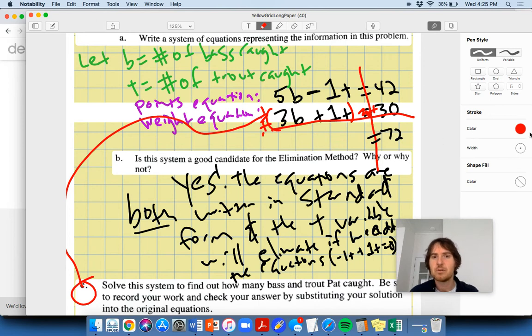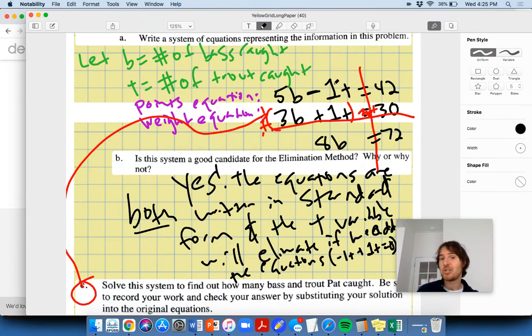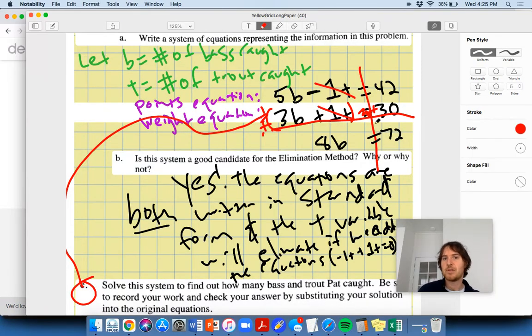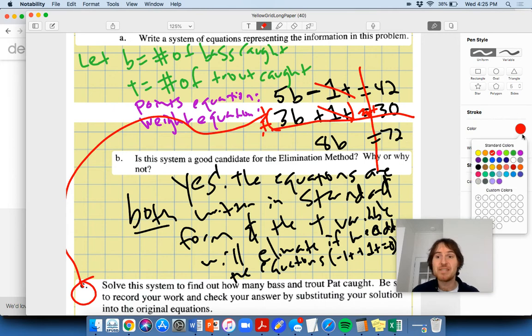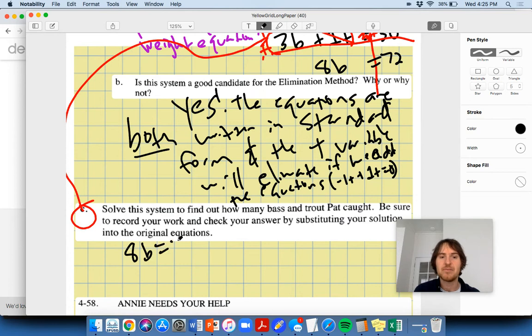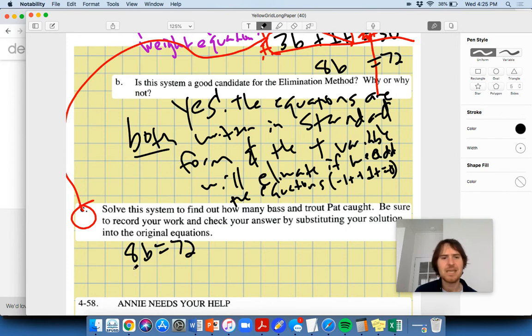Let's do that in black. As we mentioned before, these eliminate when we add them together: negative 1t plus 1t is 0. So 8b equals 72, and maybe I'll do the rest of the work down here. After we eliminate, how do I solve 8b equals 72? Start with b. There's just an 8 being multiplied to b. How do I get rid of that?